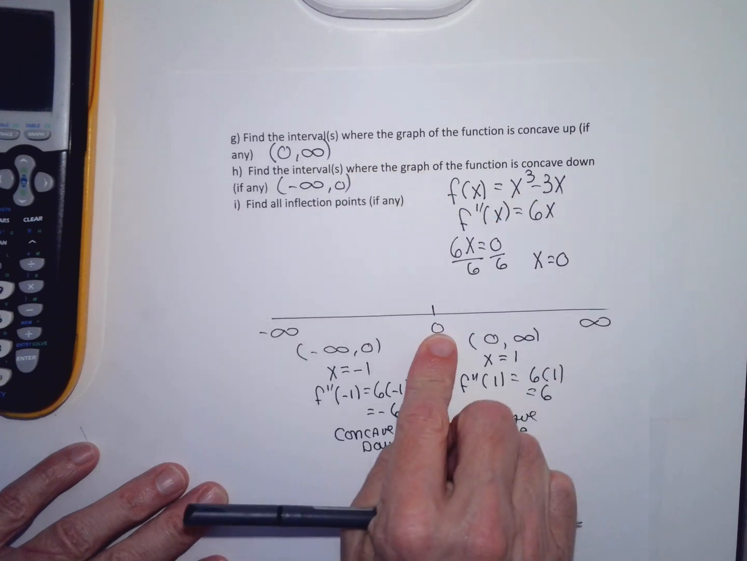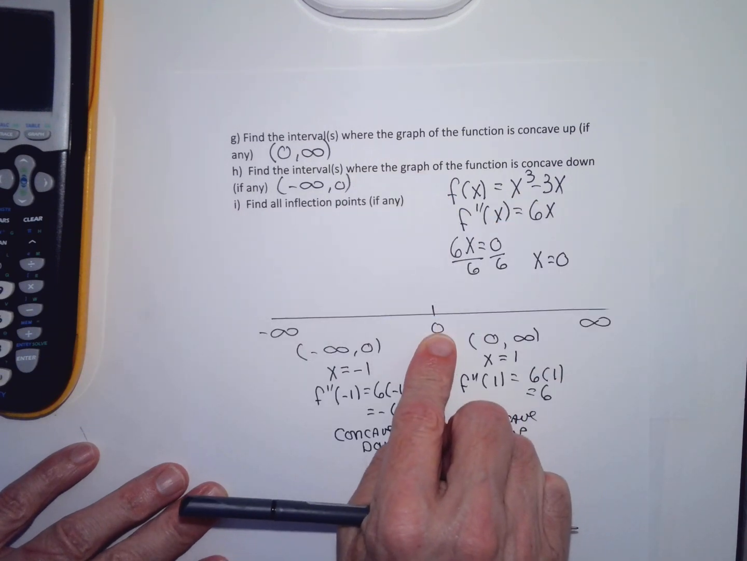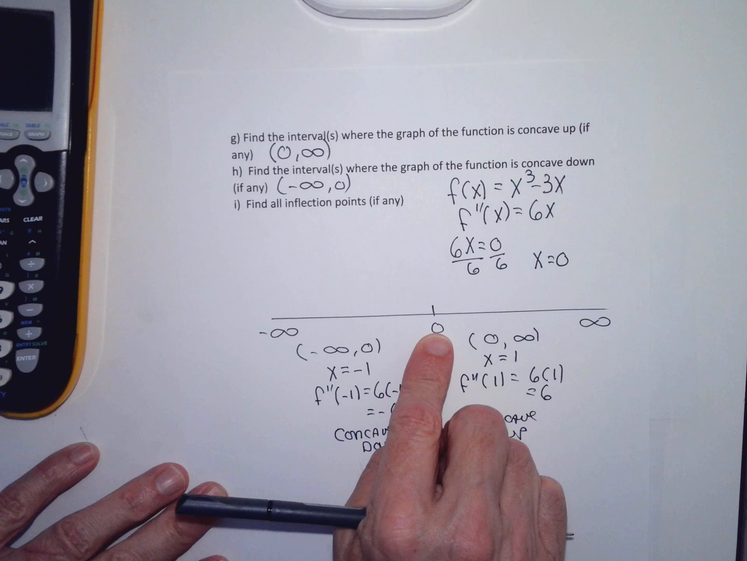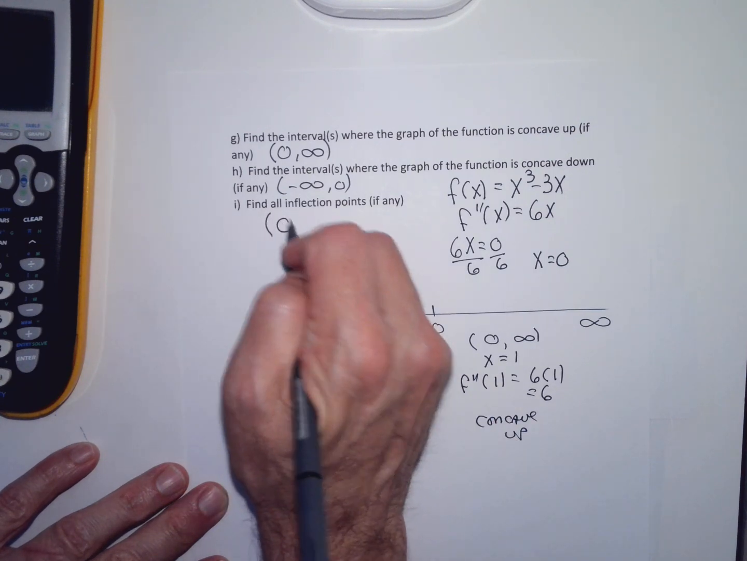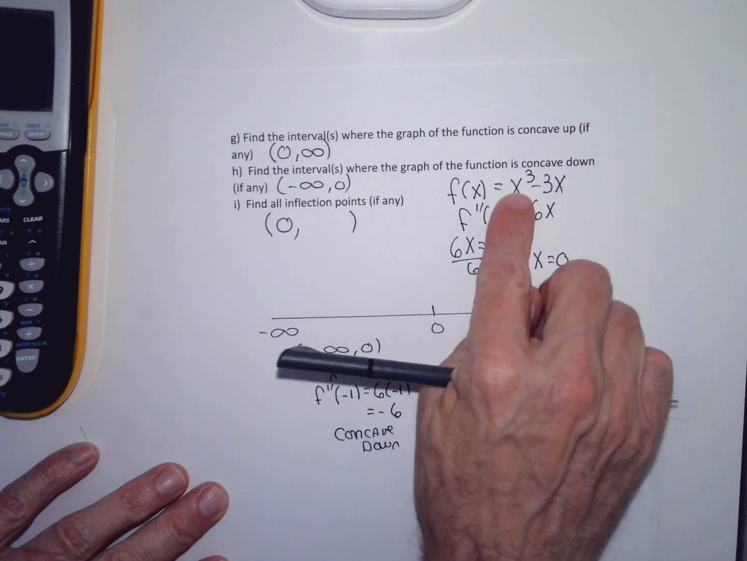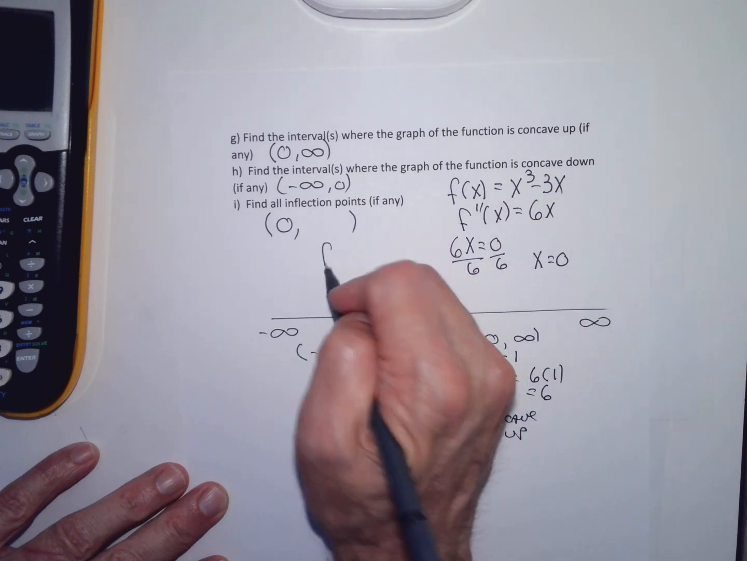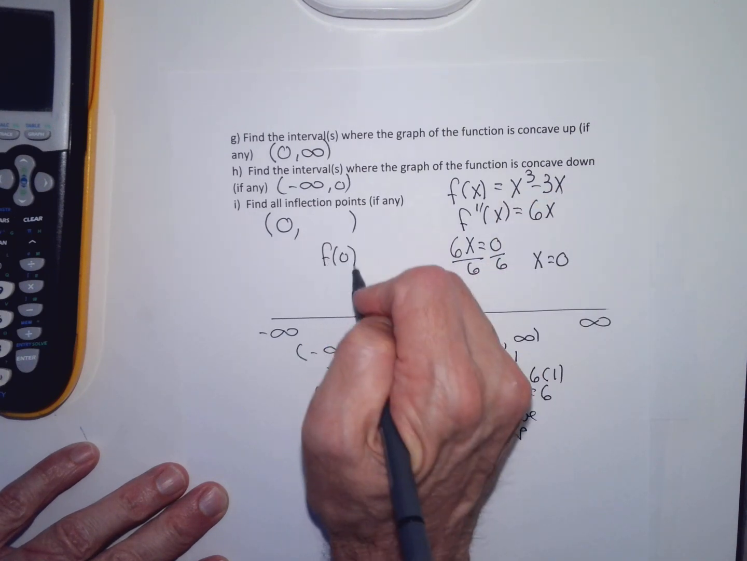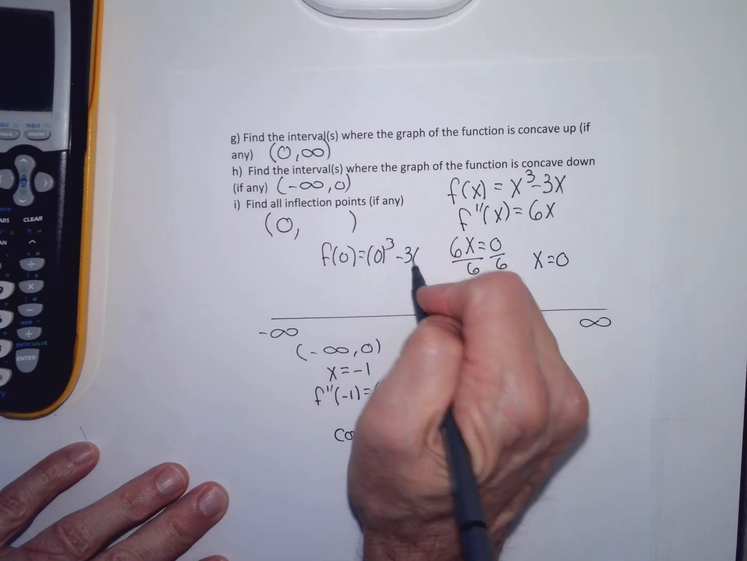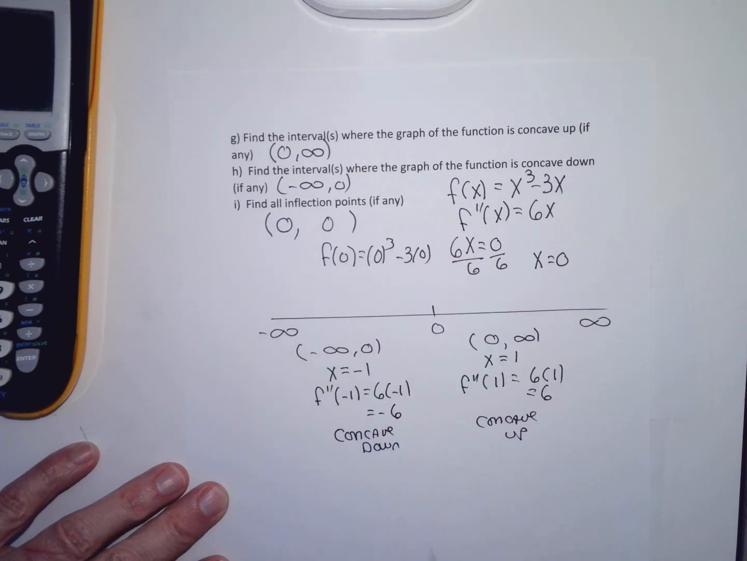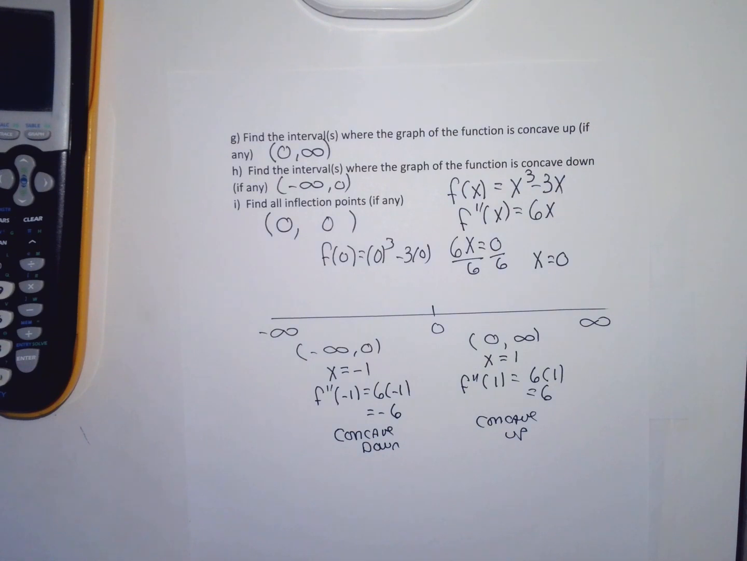And then since it's switching concavity, and this is part of the domain, it's going to be continuous there. This is going to be an inflection point. So the inflection point's x-coordinate is going to be 0. I've already done the computation for the y. Doing f of 0, you get 0 cubed minus 3 times 0, which is going to be 0 for the inflection point. Lastly, I just have to sketch a graph.